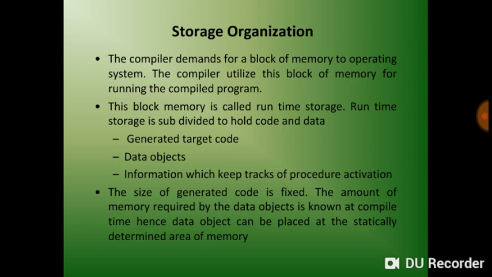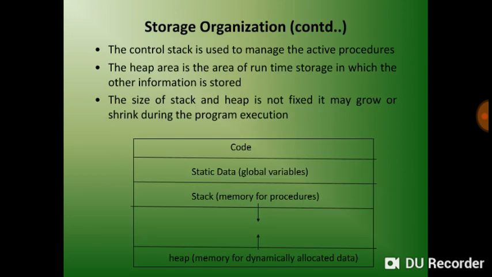The size of the generated code is fixed. The amount of memory required by the data objects is known at compile time. Hence, the data objects can be placed at a statically determined area of memory. The control stack is used to manage active procedures. The heap area is the area of runtime storage in which other information is stored. The size of the stack and heap is not fixed. They grow or shrink during program execution.